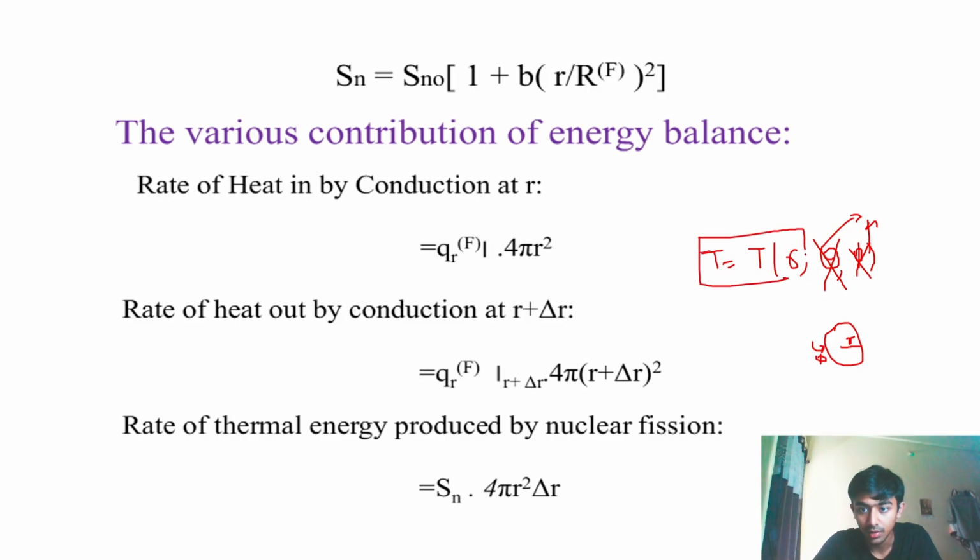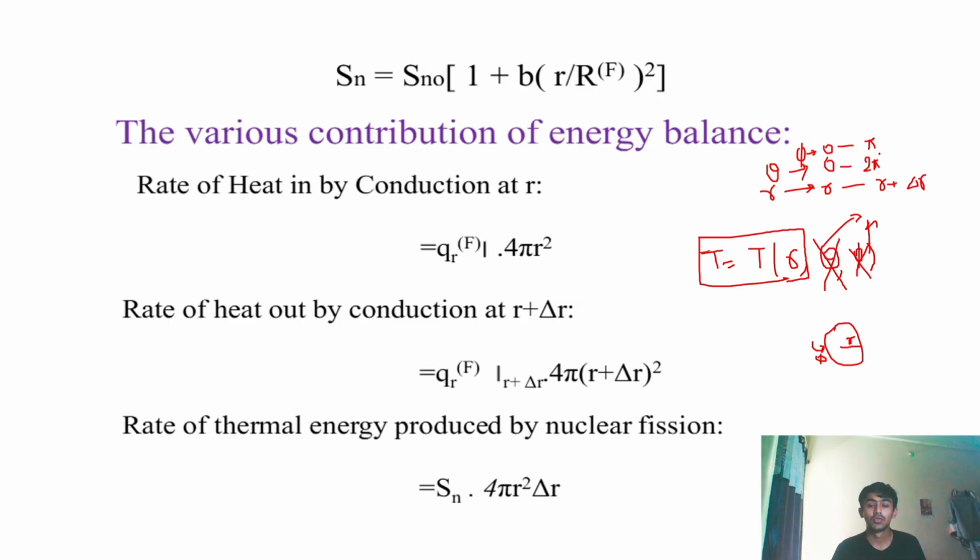Temperature is a function of r, where for a differential cell r varies from r to r plus delta r, theta varies from 0 to 2 pi, and phi varies from 0 to pi. This is how our differential cell varies.